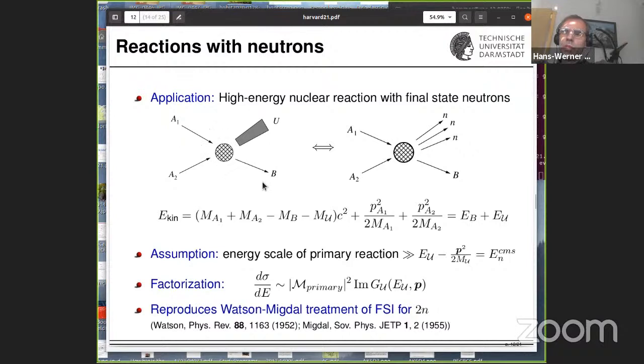And then you can write down the cross section here, and when you use the optical theorem for this un-nucleus propagator, then you see that in the matrix element squared you just get this imaginary part GU, and as we saw before, this imaginary part is very strongly constrained by the conformal symmetry. So this is where we will get our predictions from. This reproduces this well-known Watson-Migdal treatment for the final state interaction of two particles. So if you only have two neutrons here, then it's exactly this Watson-Migdal case. And we generalize this here to multi-neutron systems with an arbitrary number of neutrons.